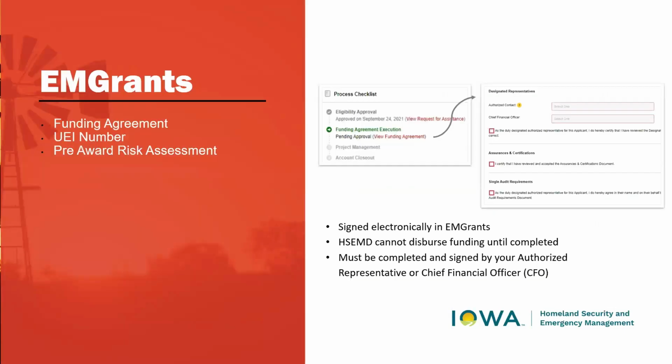And our EM grant system also has our funding agreement. This needs to be signed electronically in EM grants. There is a paper form, so if you need that, please let us know. We cannot distribute any funds until this is completed. It must be completed and signed by your authorized representative and your chief financial officer. And again, all this happens in our EM grant system.